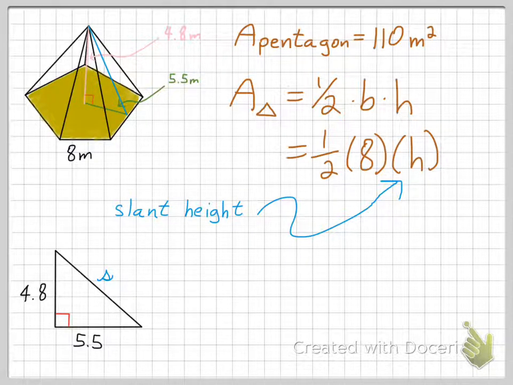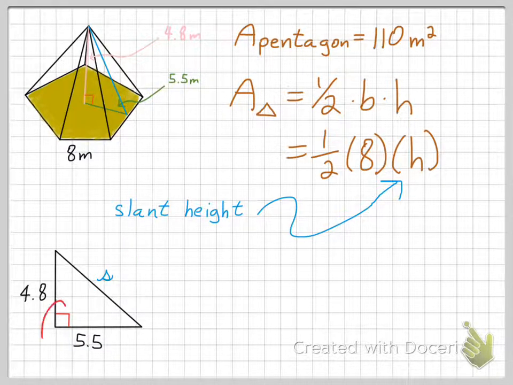So I've taken this triangle and I've copied it down and exploded it down there. This is 4.8. That's where you get the 4.8 from, and this is 5.5. That's where I get the 5.5 from. And what about the slant height? That would be this purple, blue, lavender kind of color. We don't know what that is. That's S for slant height.